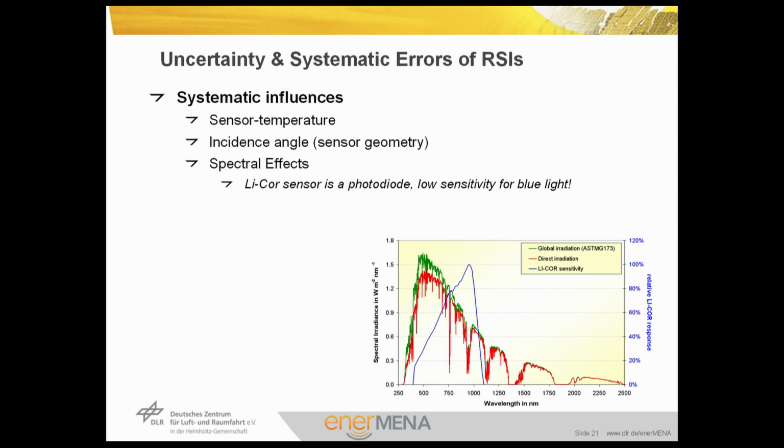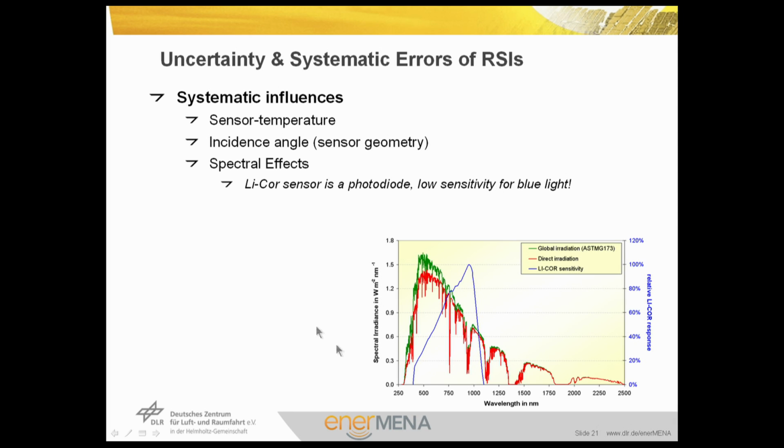That's why I want to talk about the uncertainty and systematic errors of RSIs. The systematic influences that have to be mentioned here are the sensor temperature, the dependence of the signal on the incidence angle, and spectral effects. The Licor sensor, the Licor pyranometer, is a photodiode which has a low sensitivity for blue light. And exactly this sensor is usually used in RSIs.